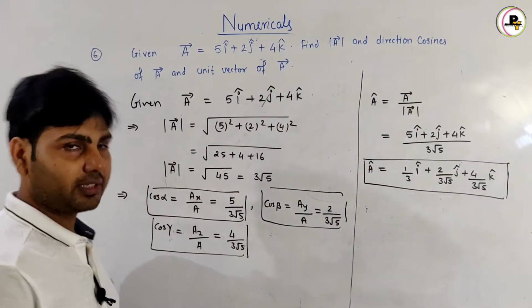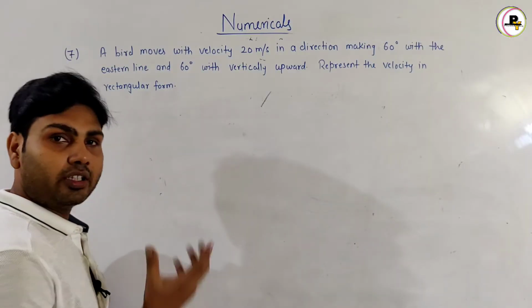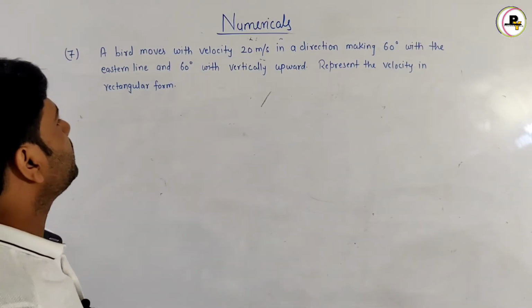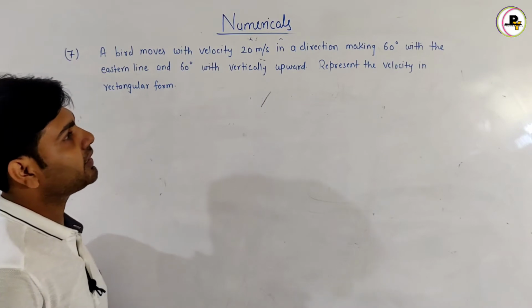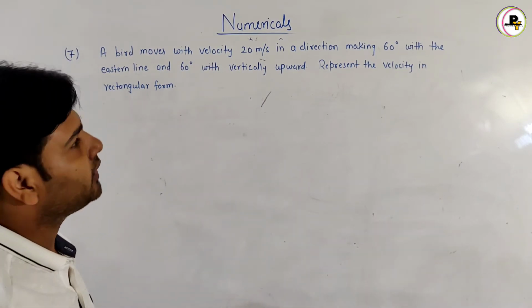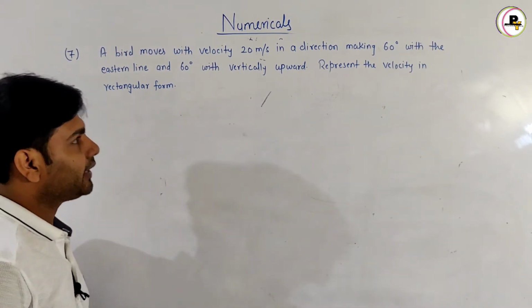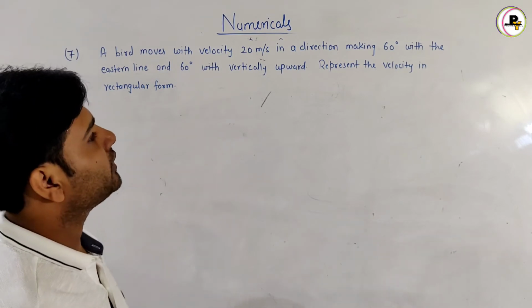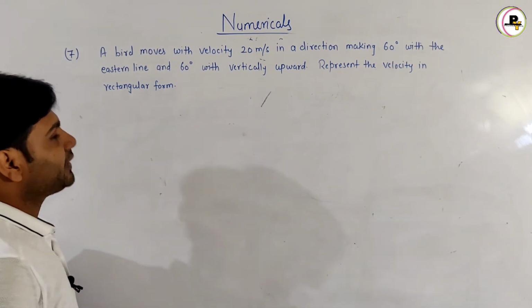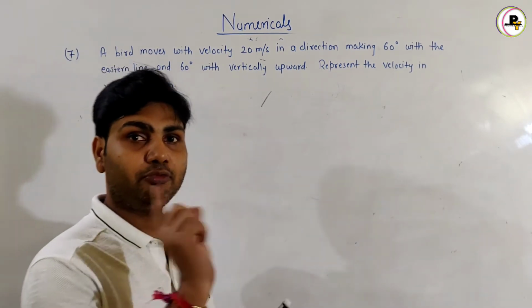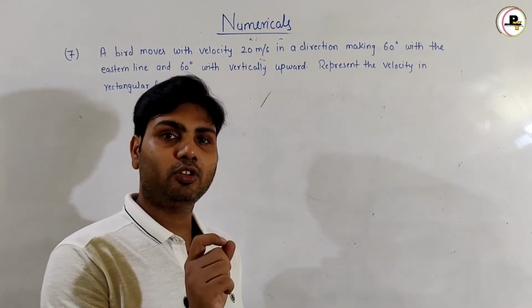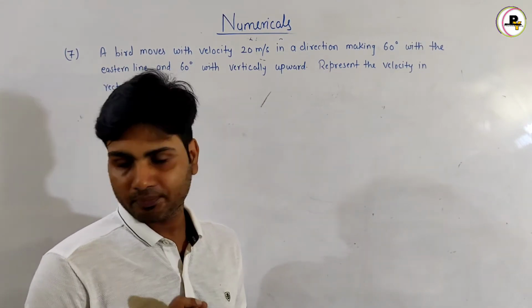Alright, so let's solve the question number 7th. Okay friends, question number 7th is what? A bird moves with velocity 20 meter per second in a direction making 60 degree with the eastern line and 60 degree with vertically upward. Represent the velocity in rectangular form. That is, we have to write v vector in terms of vx, vy, vz.